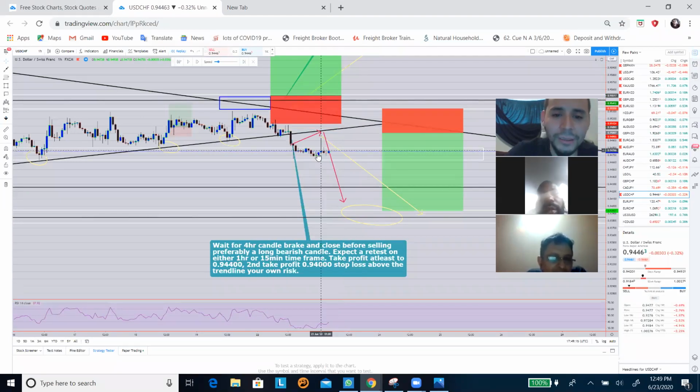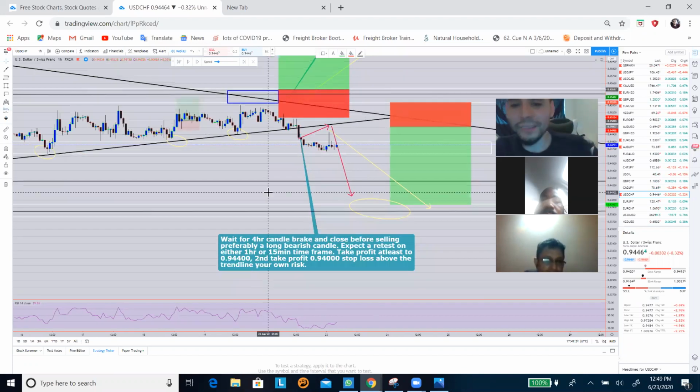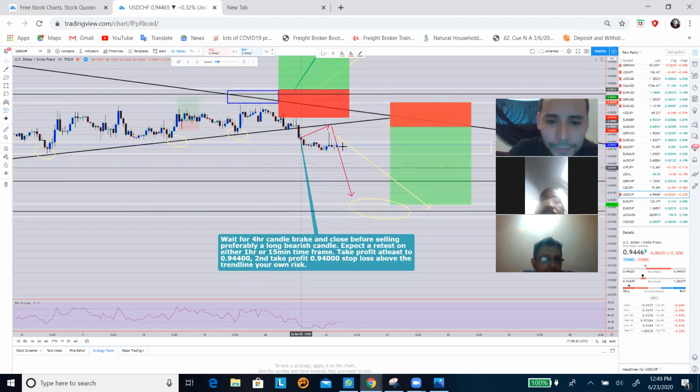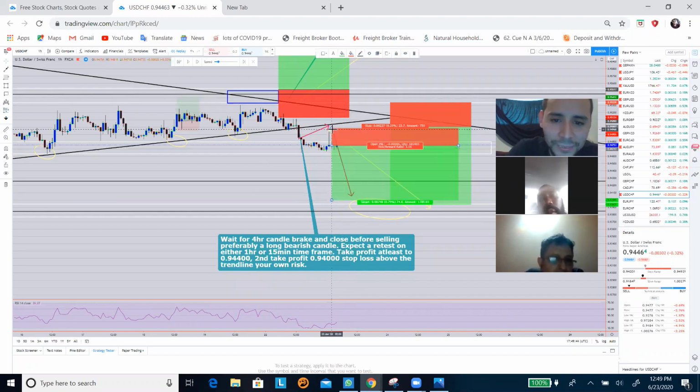Because why? We broke out of this. We came down on the 4 hour. We already did the retracement. A pin bar is ideal to sell right here. Do you guys kind of see that? Understand that? I could have done a trade from there to there. Stop loss above the pin. Very nice risk to reward there.